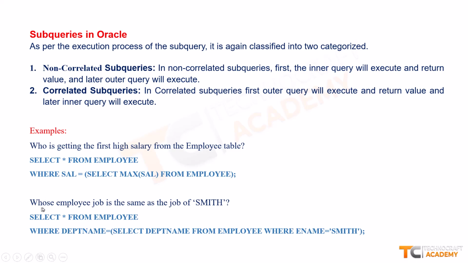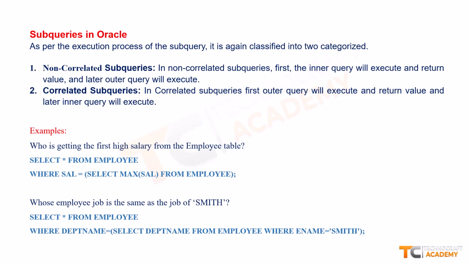Next example says, whose employee job is the same as the job of Smith. Here we need to calculate the job of an employee, like it may be an employee or employees whose job should be the same as the job of Smith. We don't know what the job of Smith is, as they haven't given it directly. So first we need to calculate the job of Smith, and then use that job to find the employees whose job is the same.